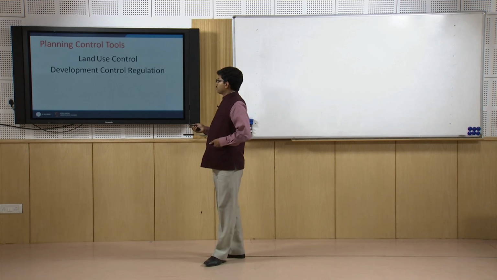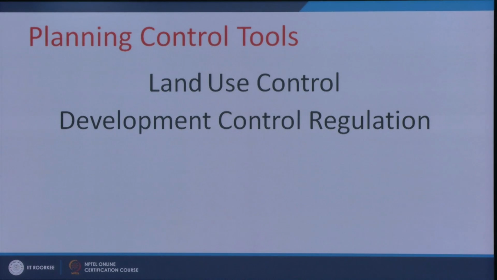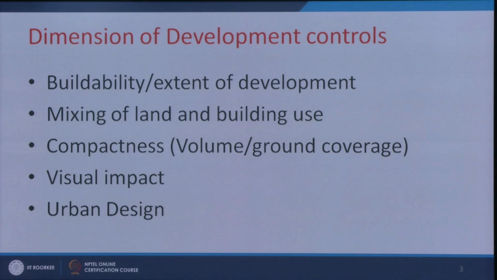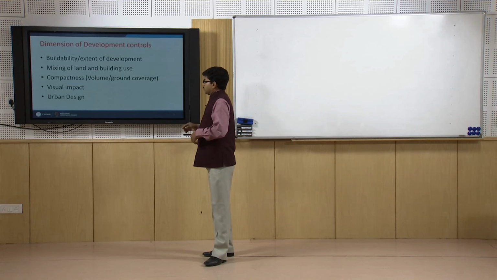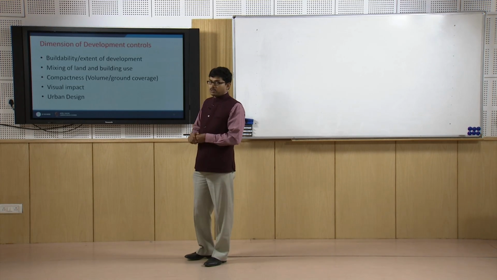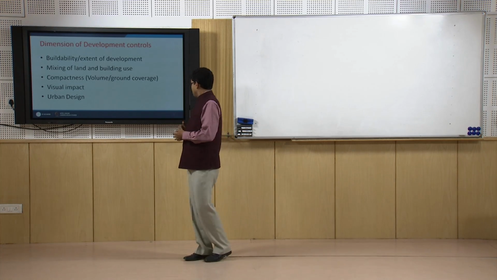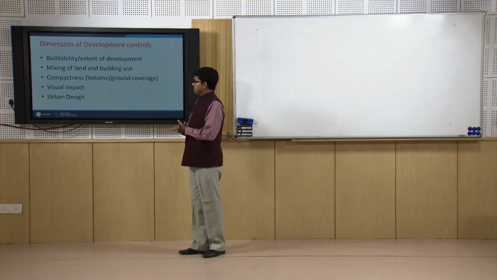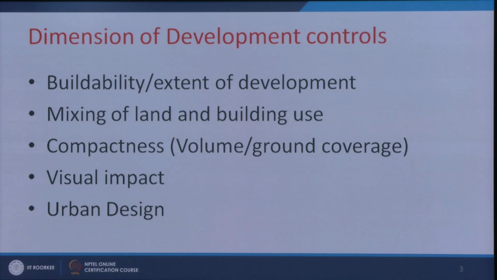Basically the land use control, then development control regulations, rules and a few more regulations. Out of these development control rules and regulations, the first thing is buildability or the extent of the development. First I will read out the points, then we will discuss each and every element: the mixing of land and building use, then compactness, visual impact and urban design. So, let me start with buildability.